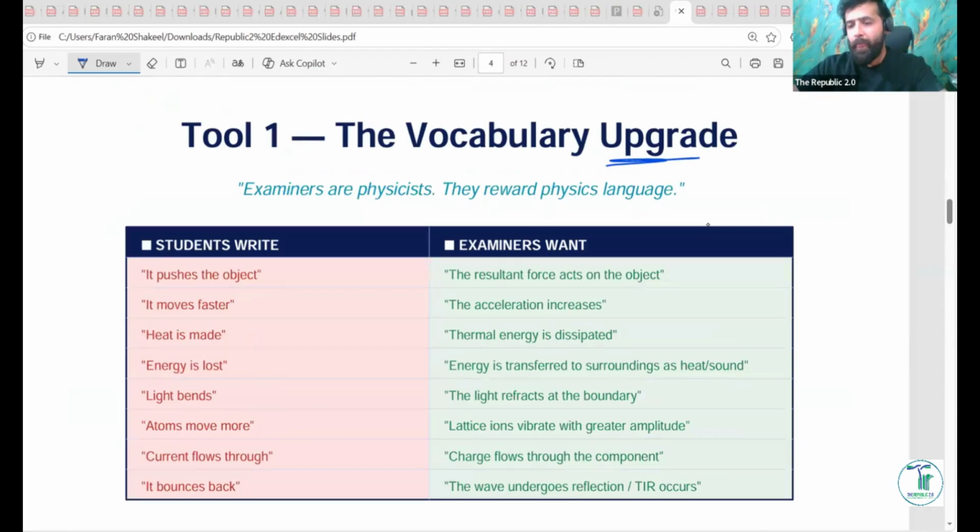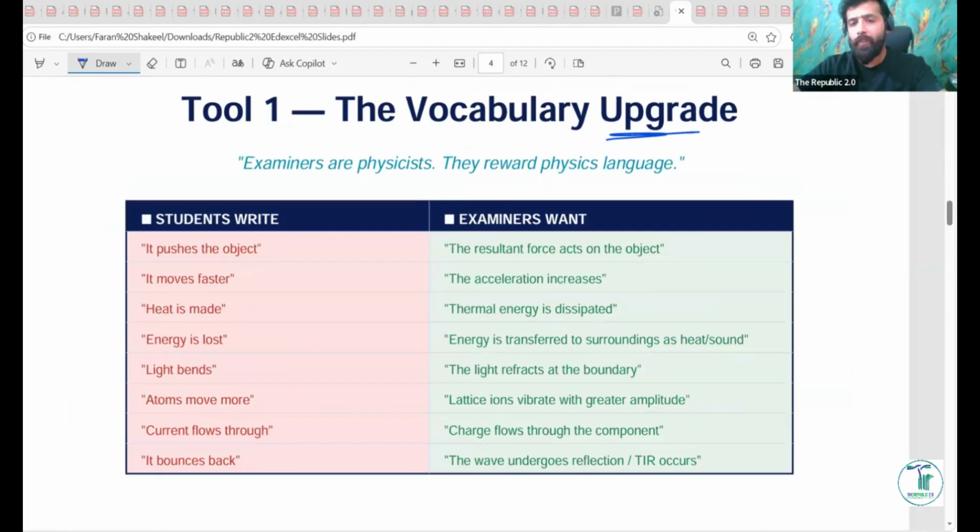First of all, remember, whoever is checking your paper is somehow a physicist, right? He might have done some bachelor's or master's in physics. So they are just going to reward physics language, right? If you're talking about a certain structure and that looks like very layman language, you're not going to get some marks for it, right?